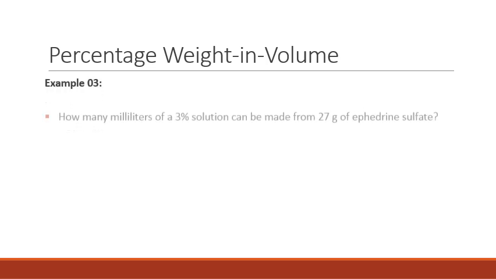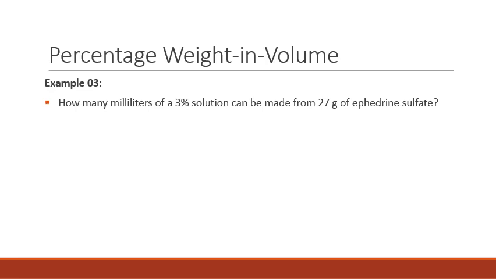The next question is: how many milliliters of a 3% solution can be made from 27 gram of ephedrine sulfate? So here we have 27 gram of ephedrine sulfate and we want to make a 3% solution. How much of the 3% solution of ephedrine sulfate can be made? A similar formula will be used over here. Percentage is equal to part of quantity divided by whole quantity. We have already been given the percentage.